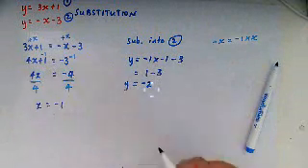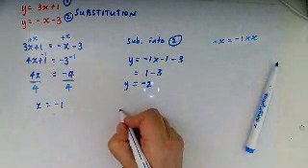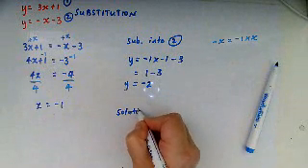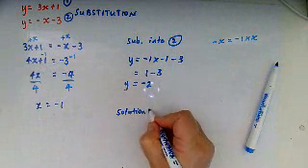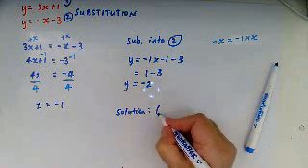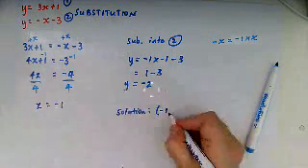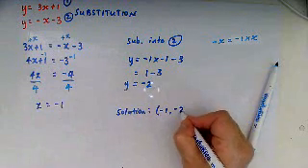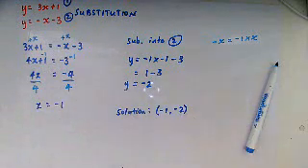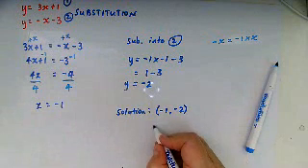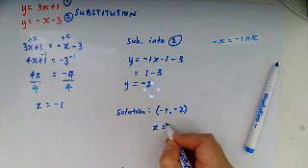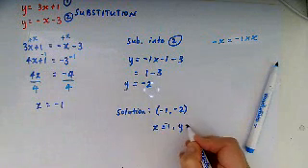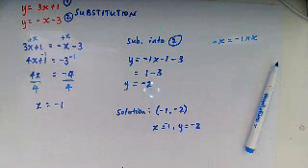I've got my x equals negative 1. So therefore the solution is negative 1 is our x, and negative 2 is our y. Again, you could write it as x equals negative 1 and y equals negative 2. Either way will do.